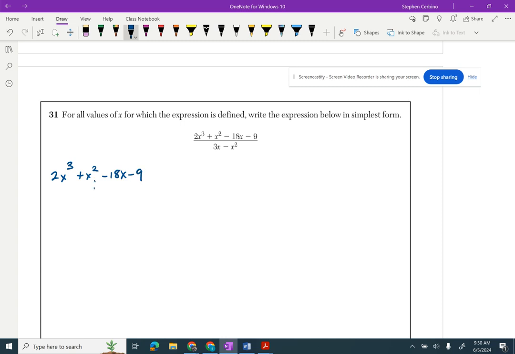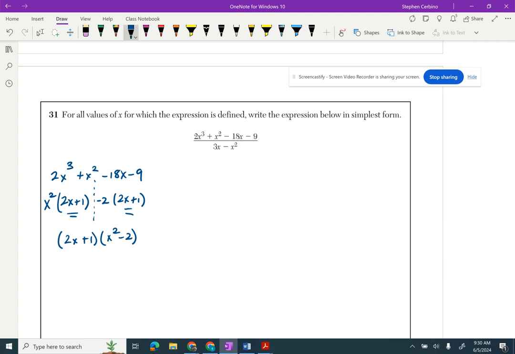I see 4 terms, so we're going to do grouping. The GCF of the first 2 terms is x squared, leaving you with 2x plus 1. The GCF of the second 2 terms is negative 2, leaving you with 2x plus 1. Well, since this is the common parenthesis, we can group it by saying the common parenthesis is 2x plus 1. And if I take that out, I would be left with x squared minus 2. That's going to be my numerator in factored form.